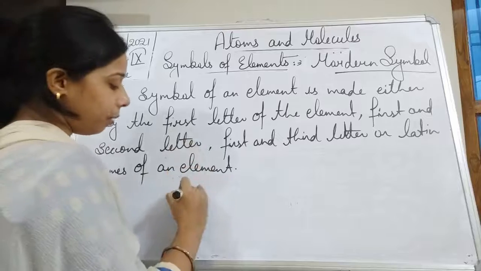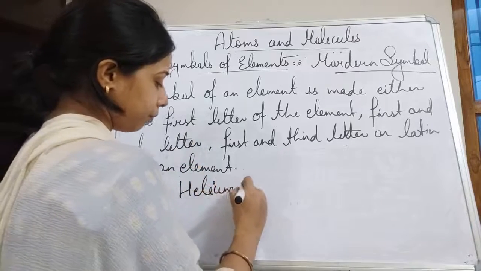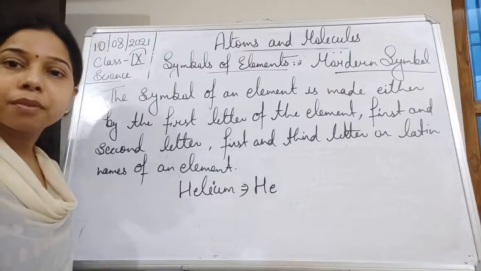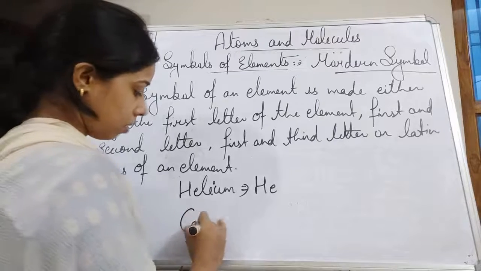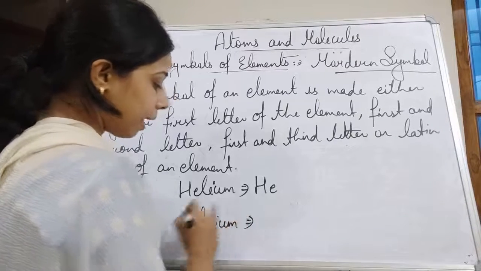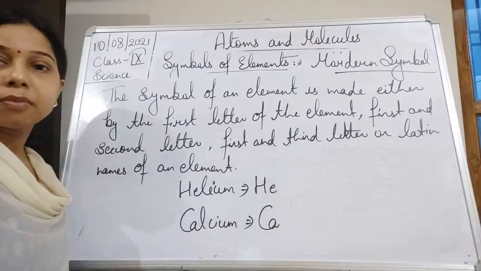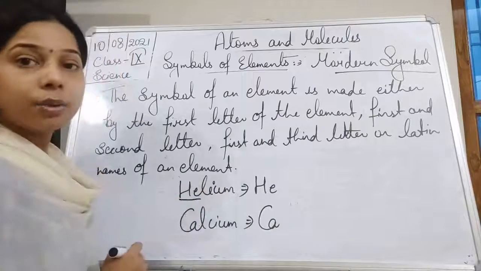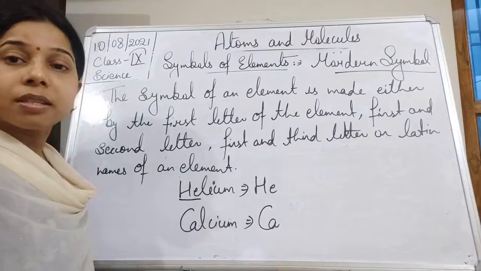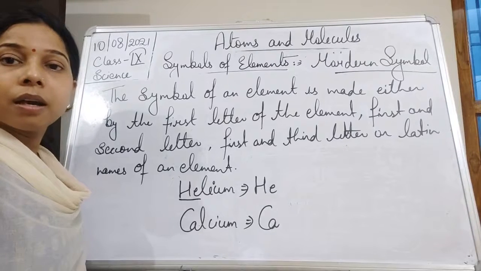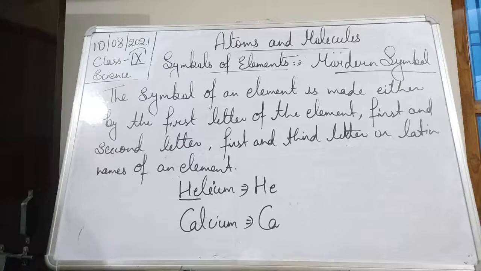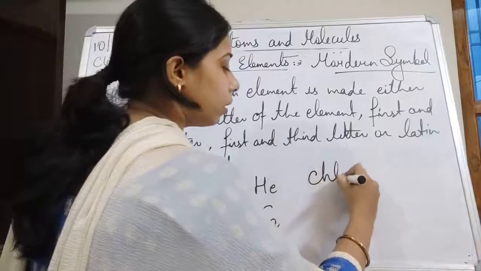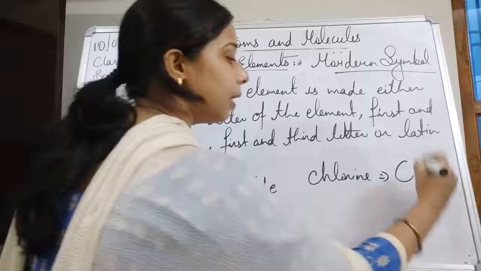There are a lot if we take the first and second letter. So here, helium. In case of helium, we take He. Calcium. In case of calcium, we take Ca. So here we have taken the first letter as well as the second letter. So this is an example of an element having first and second letter. Then an element having the first and third letter, like chlorine, in which Cl.